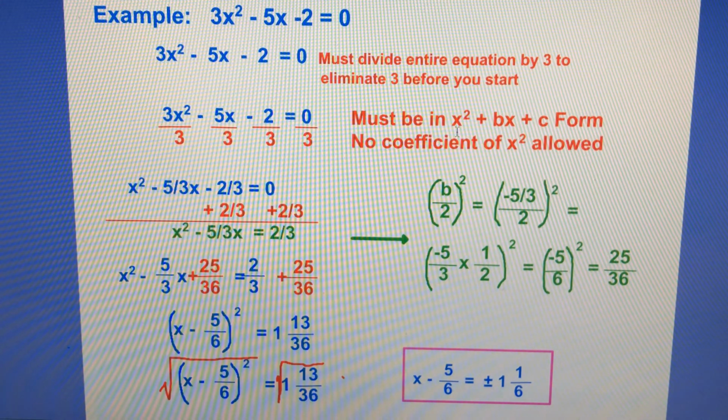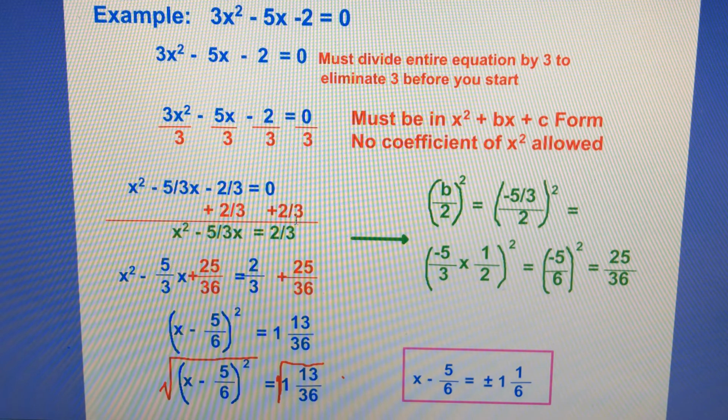It has to be in x squared plus bx plus c form. You may not have a coefficient of x squared. Life just became way more complicated just now. I'm left with x squared minus 5/3 x minus 2/3 equals 0.